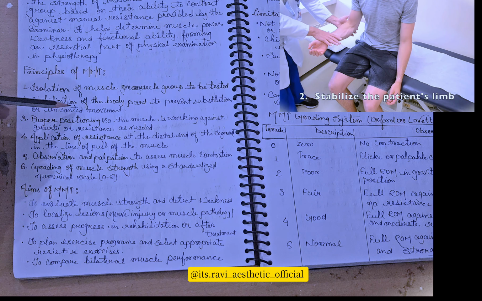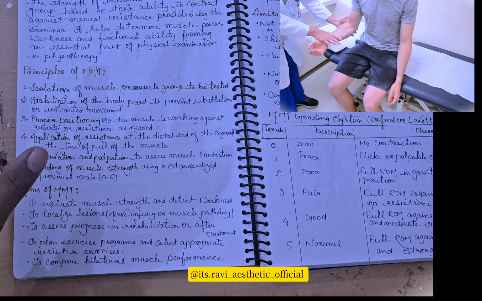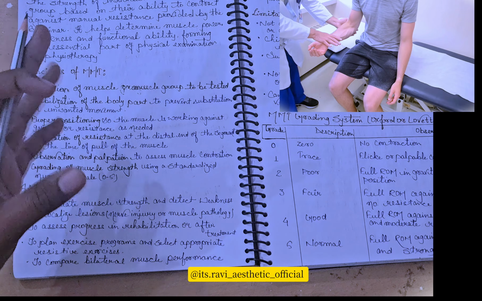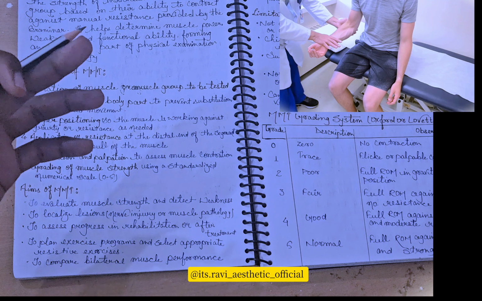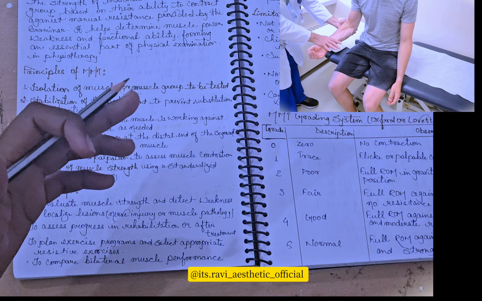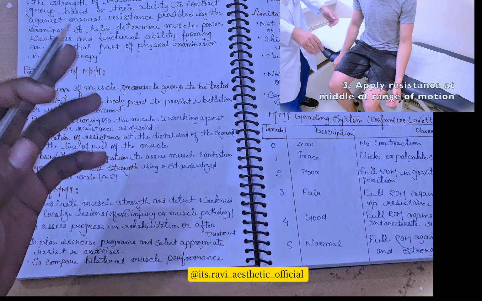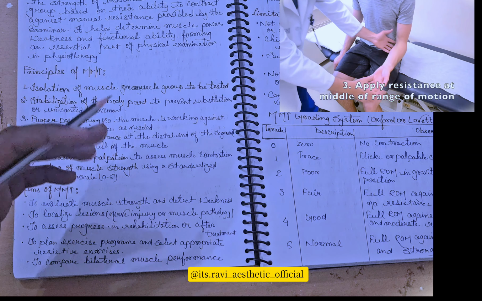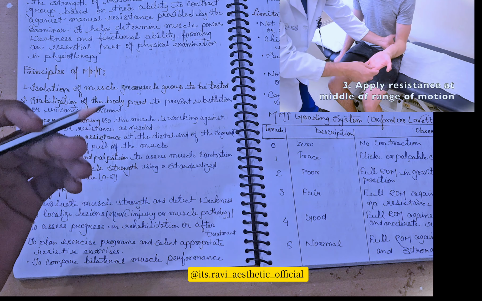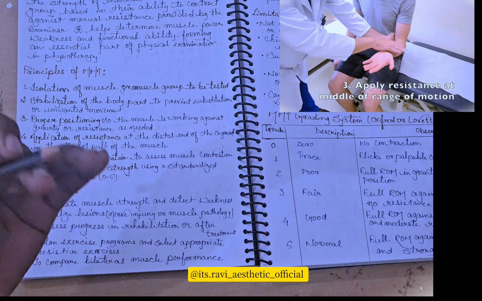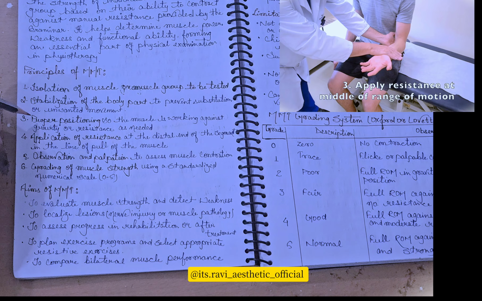Second, stabilization of the body part to prevent substitution or unwanted movement. If there is any compensatory movement or rhythmic seizure, like in a patient with Parkinson's, there is a flickering of their movement. So identifying which nerve is involved or which muscle is not performing well, and in which region of the body part, is helped by this. And also after the identification, we can provide therapeutic exercises to the patient.